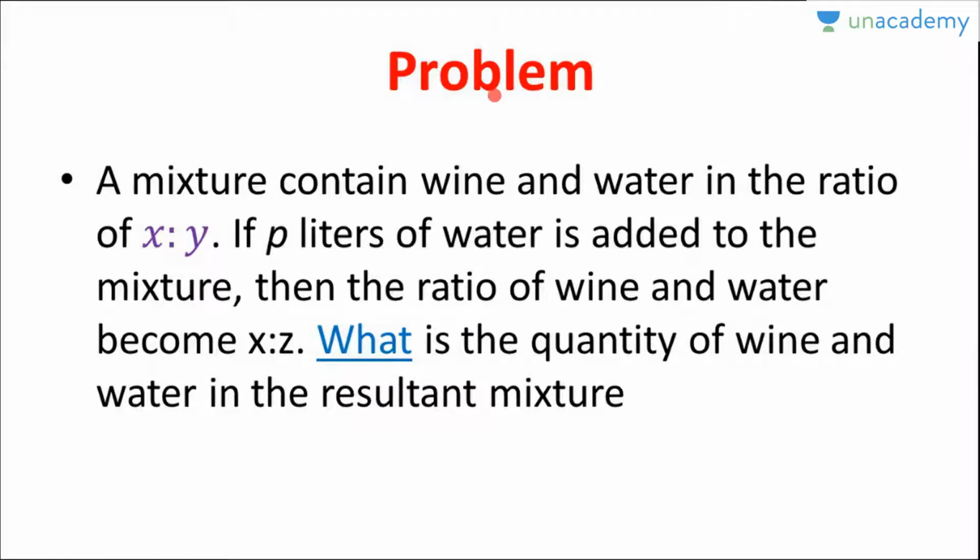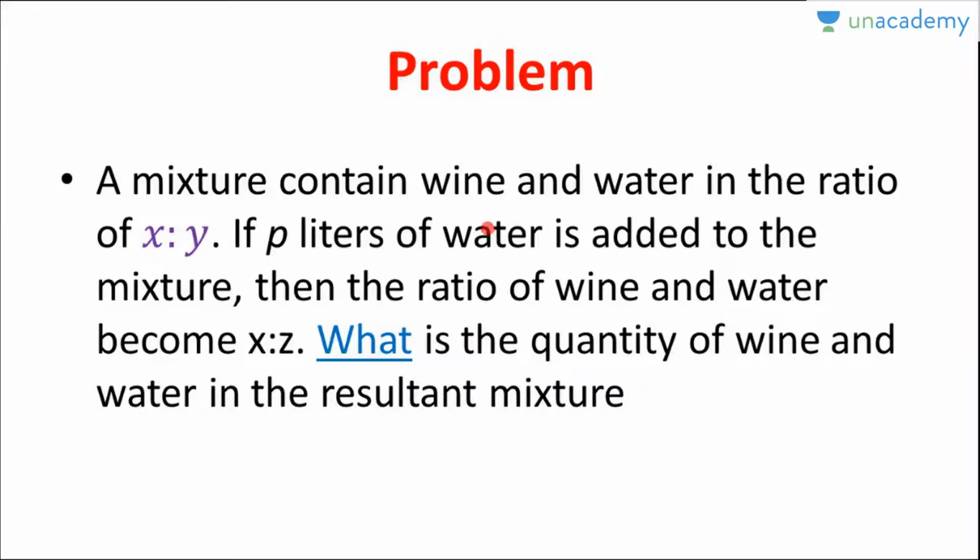We will understand this concept with the help of a problem. See, the problem is very basic. A mixture contains wine and water in the ratio of x is to y. If p liters of water is added to the mixture, then the ratio of wine and water becomes x is to z. So please listen to it very carefully. What is the quantity of wine and water in the resultant mixture?